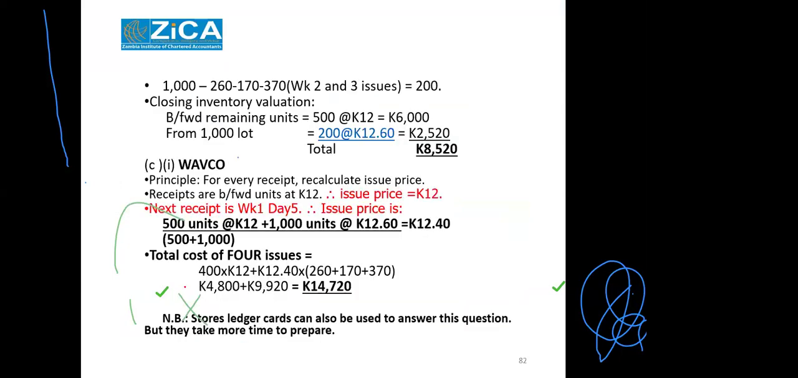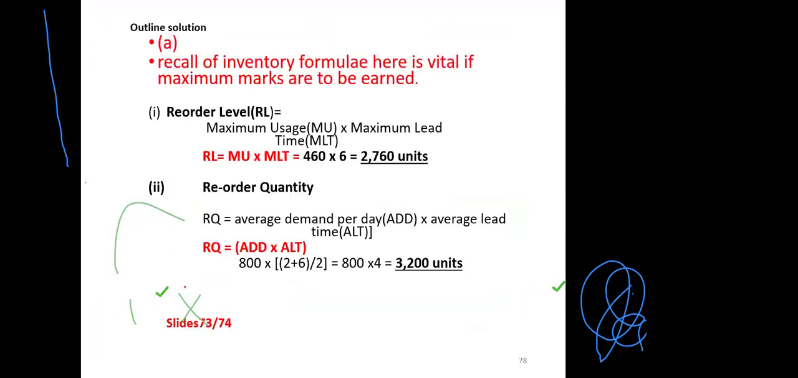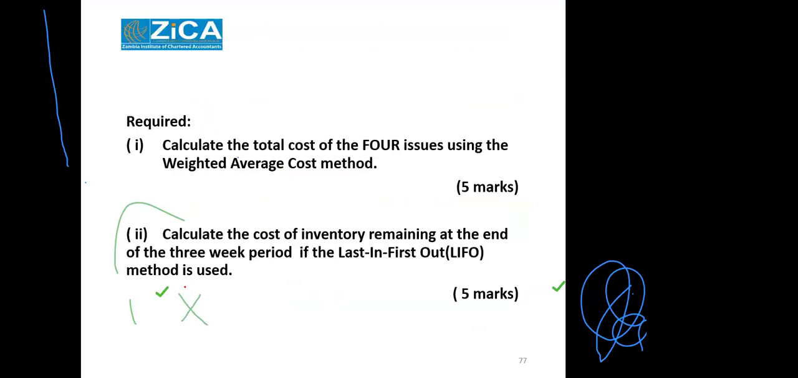Then LIFO, part C. Part C2 actually, or C1. Calculate the total cost of 4 issues using the weighted average cost method, for 5 marks. Four issues. So stick to just the issues. You might not have to value the receipts and so on, just the issues. No balances, just the issues.